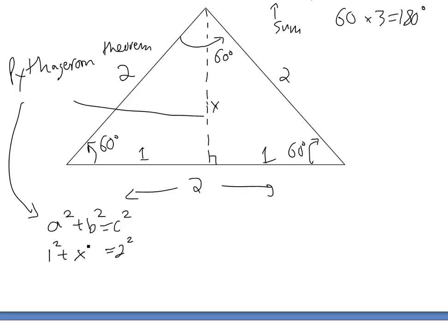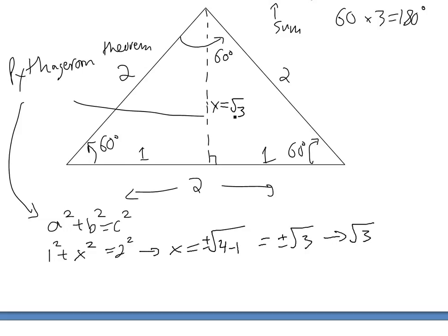Let's call it x squared, and if you solve for x, when x equals 2, this is the square root of 4 minus 1, which is plus or minus, so you'll get plus or minus the square root of 3. But in this case it's all positive, so we'll just go with the square root of 3. So that's what it equals. Okay, so now we have exact ratios.